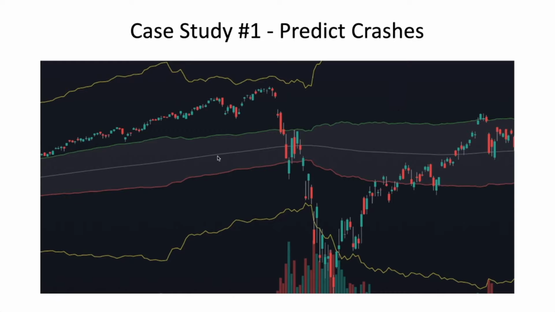For instance, here's that line. That gray line will be your 200-day moving average. If a stock or the S&P 500 goes below the 200-day moving average, then the market has a really high chance of crashing. And that is a very easy way to know.